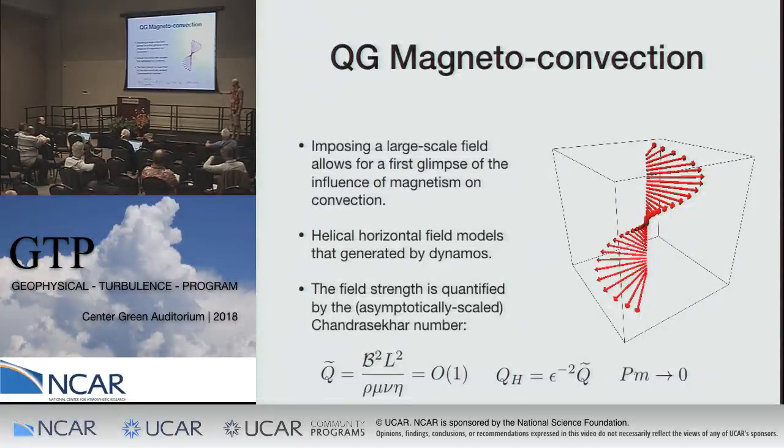This is a Chandrasekhar number based on the small horizontal scale of the convection again. We can relate it to the standard Chandrasekhar number based on the depth of the box, Q sub h. You can see it's 1 over epsilon squared times Q tilde, so it's intrinsically a large value in these studies. In addition, all the results that I'll talk about today, we use the small magnetic Reynolds number limit, small Pm limit.